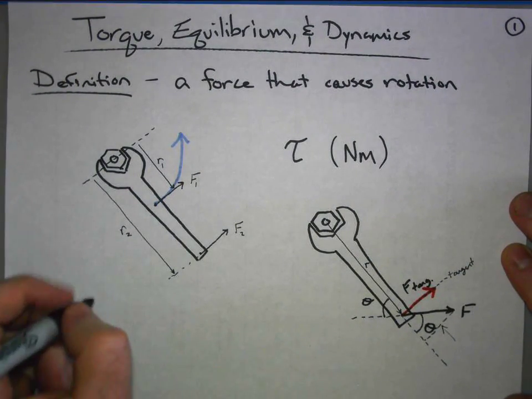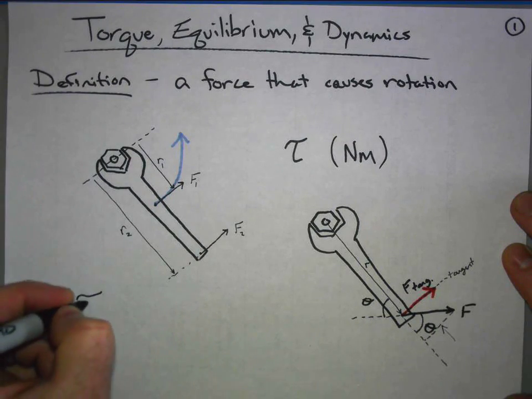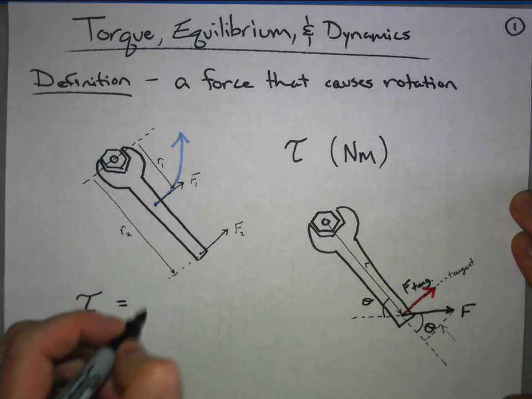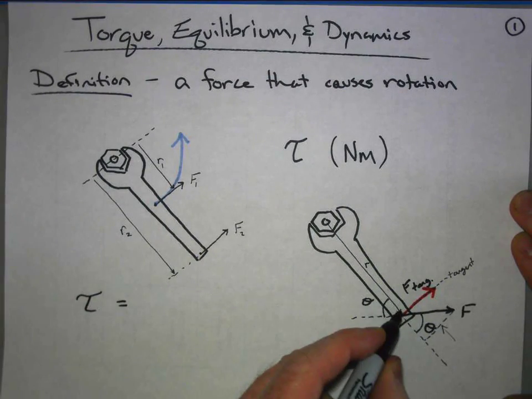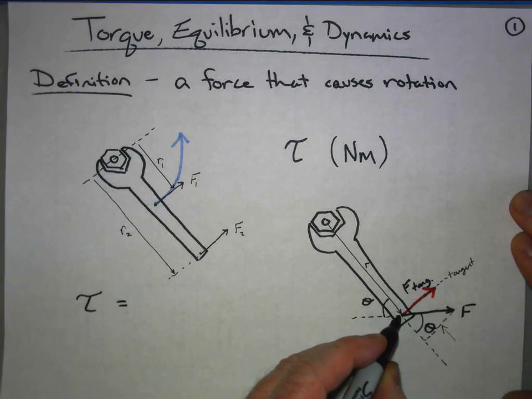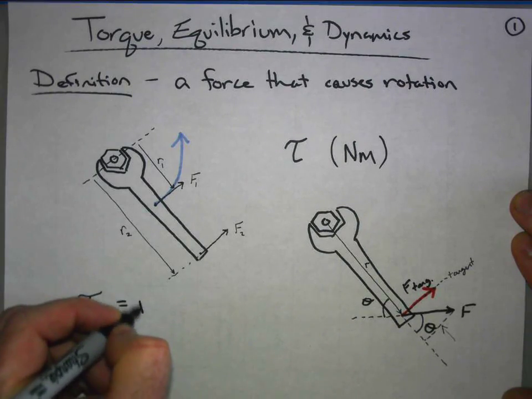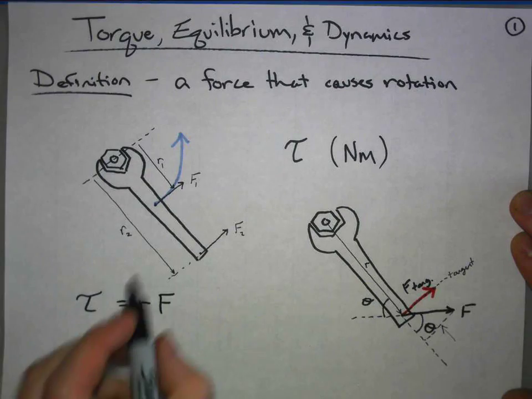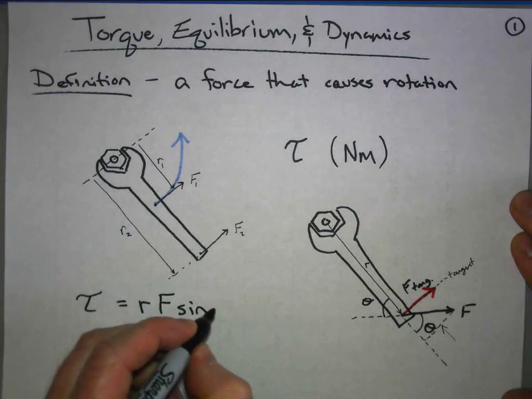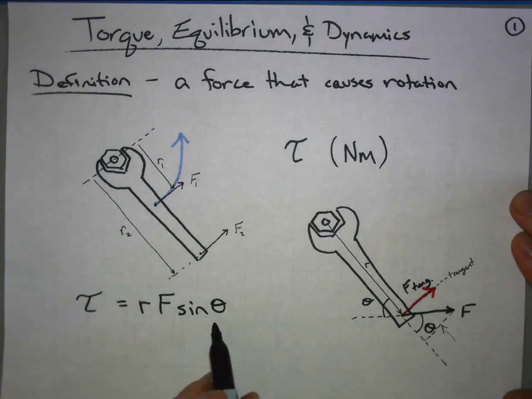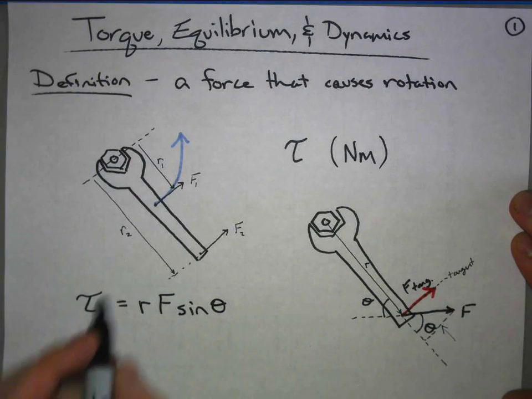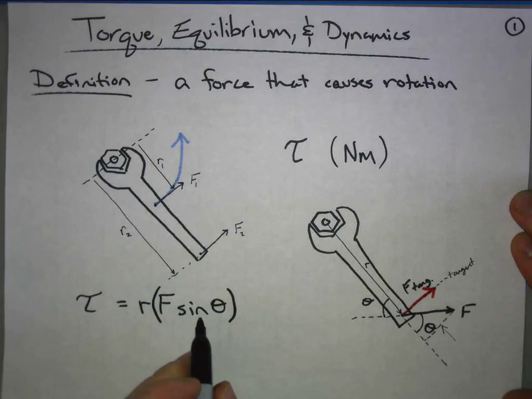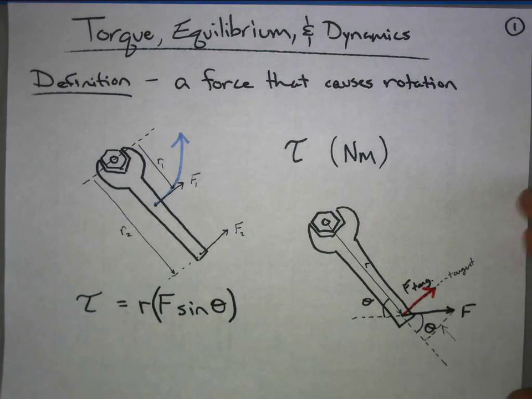And so the torque produced will be equal to the length of the radius, to the point where we're applying the force. So radius times force times sine of theta. And this gives us the tangential component, essentially, if we look at it this way, right? F sine theta is the tangential component.